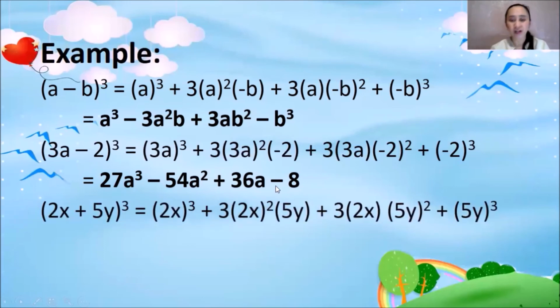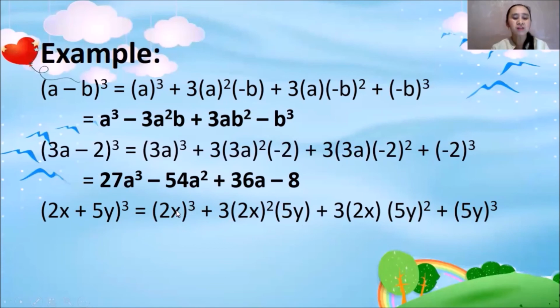Last example or next example, the quantity of 2x plus 5y raised to the exponent of 3, it means tatlong beses natin i-multiply ang first term ng 2x. Then, 3 times the product of the square of the first term, kaya the quantity 2x squared, times the second term of 5y, plus 3 times the first term of 2x, times the square of the second term, the quantity 5y squared, plus the cube of the second term, kaya the quantity 5y cubed.